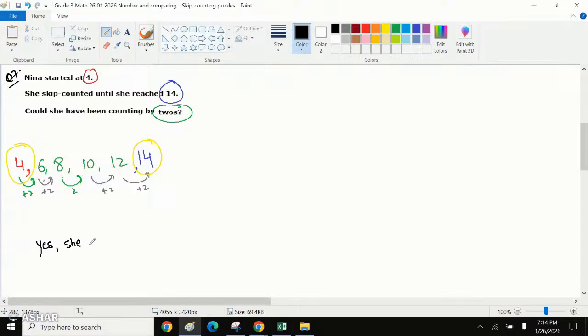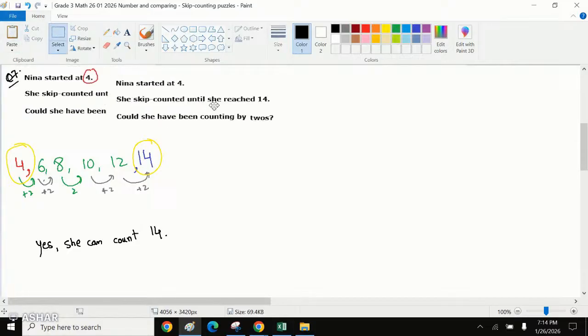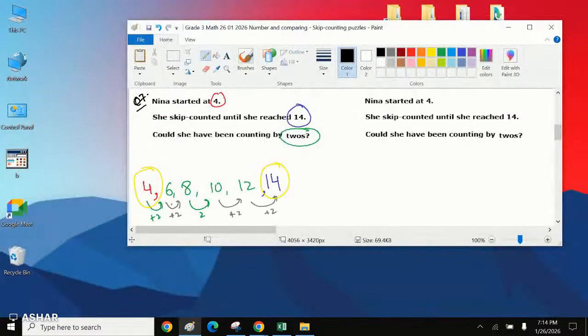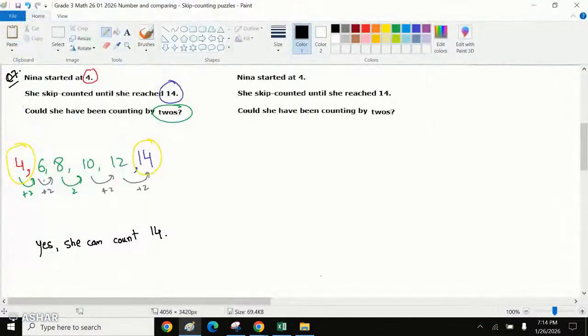She can count 14, right? But for the same question, I'll change just one statement. If I say this is question number 8, and if I say skip count by 3s, maybe she can. She started at 14.